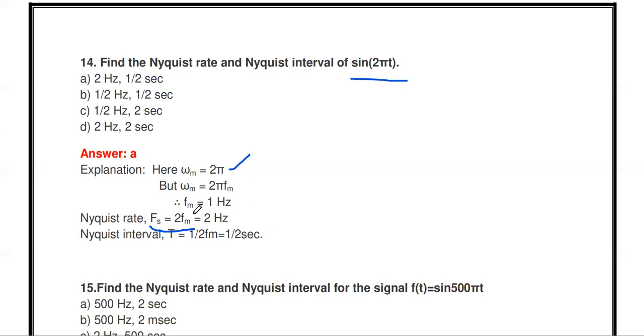Therefore the Nyquist rate is equal to 2 into fm, so 2 into 1, 2 hertz. And what is the Nyquist interval? The reciprocal of the Nyquist rate is called the Nyquist interval. So the Nyquist interval is equal to 1 divided by Fs, so 1 divided by 2 seconds. The unit for Nyquist rate is hertz since it is a frequency, and the Nyquist interval is a time, in seconds. So the answer is 2 comma 1 by 2, that is 2 hertz, 1 by 2 seconds. This is the answer.